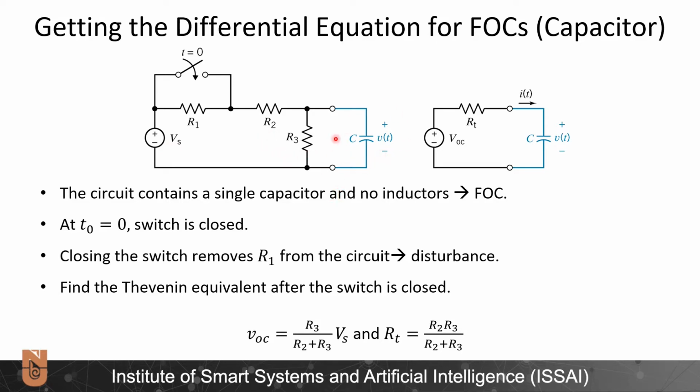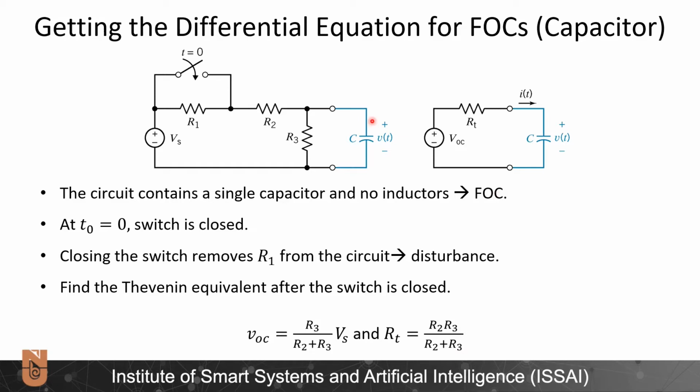So what do we do as the first step? Since we need to get the Thevenin equivalent circuit with respect to the ports which are connected to the capacitor, we need to find the V open circuit and R Thevenin. R Thevenin can be very easily found by taking the parallel resistance of R2 and R3. Note that R1 is bypassed and it's not a part of the circuit anymore. And RT is equal to R2 times R3 divided by R2 plus R3.